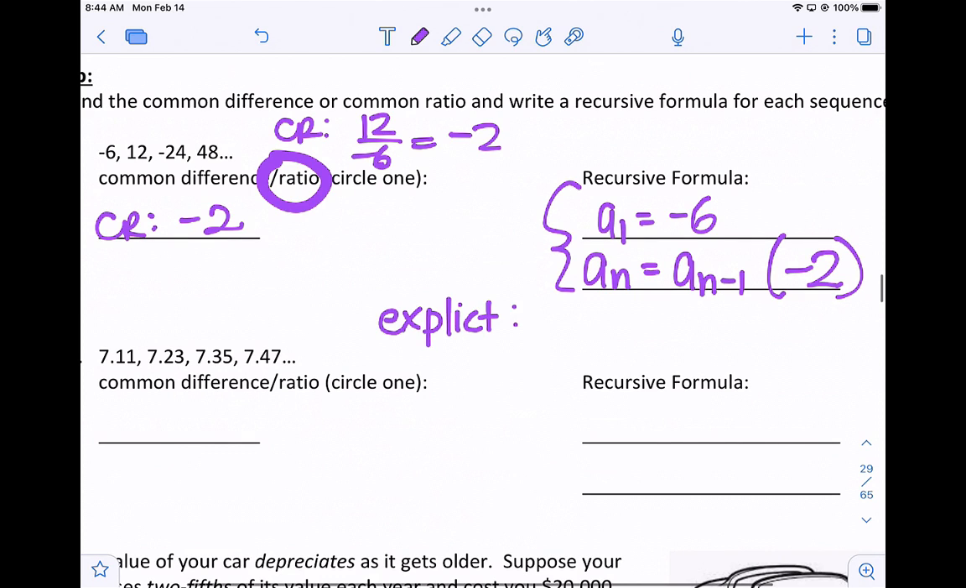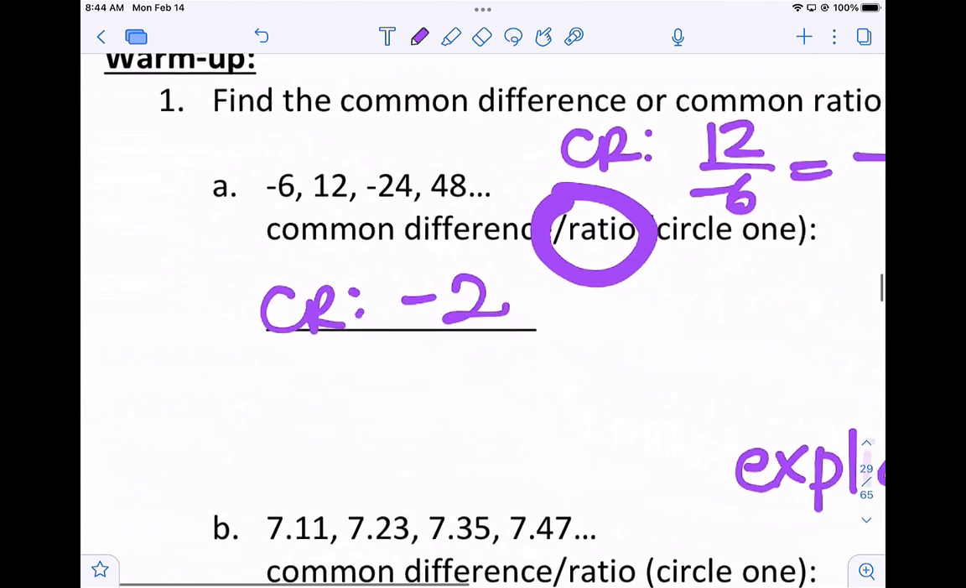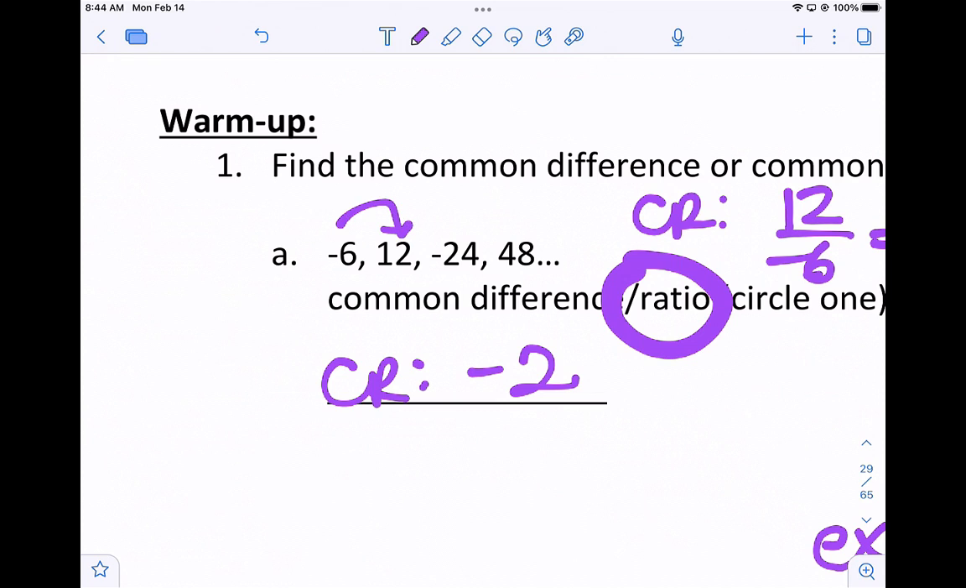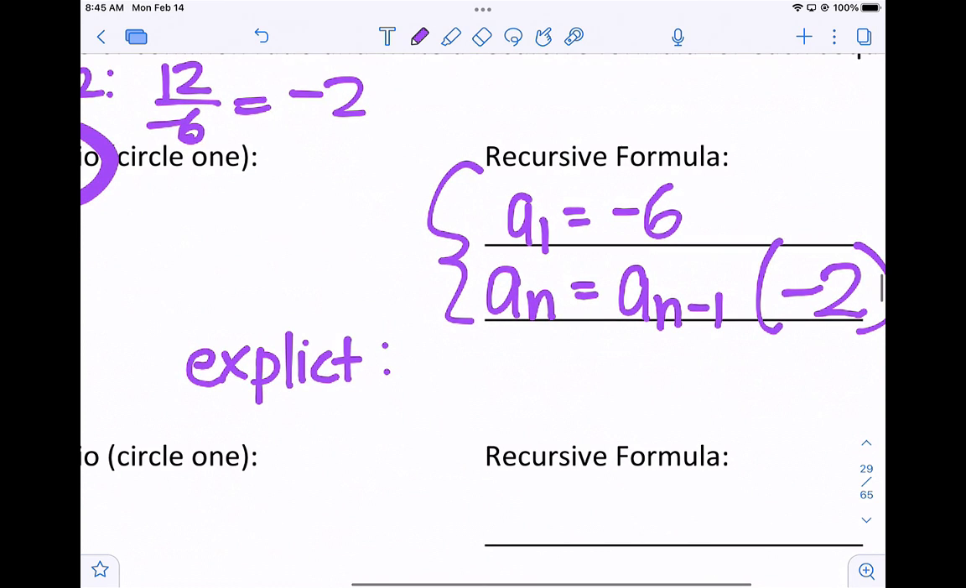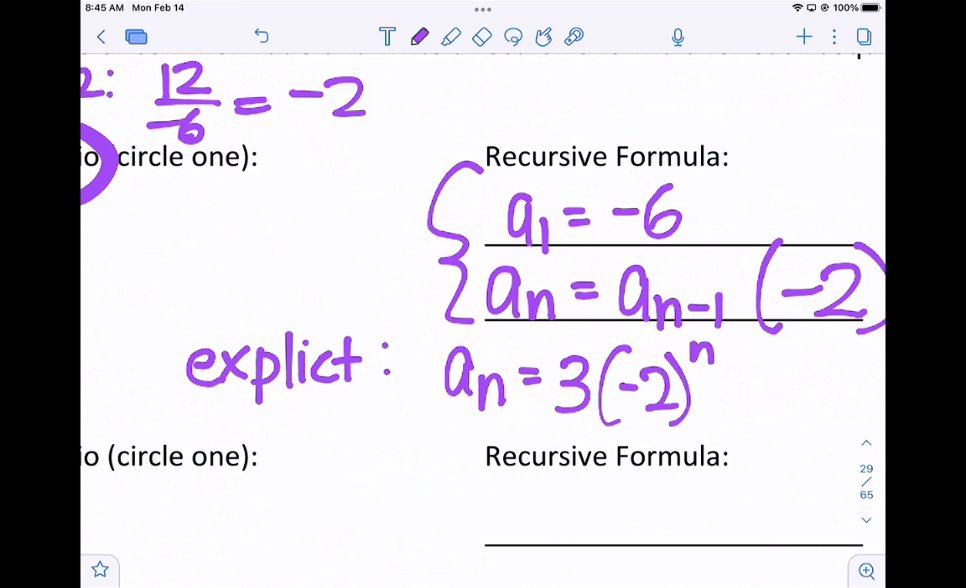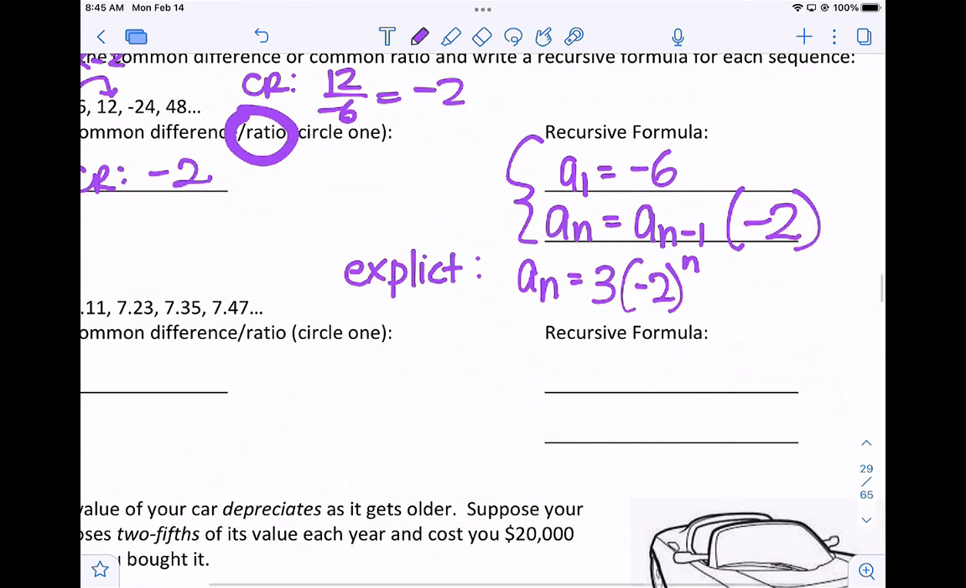Explicit is going to be exponential, right? So we need a starting value. And there's two ways to write it. I like to start at the 0 term, so I'm going to go backwards one. Instead of multiplying by negative 2, let's divide by negative 2 to find the 0 term. And so negative 6 divided by negative 2 would be 3. So we're going to say our starting value is 3. And we're multiplying it by negative 2 every time. So there is the explicit formula.